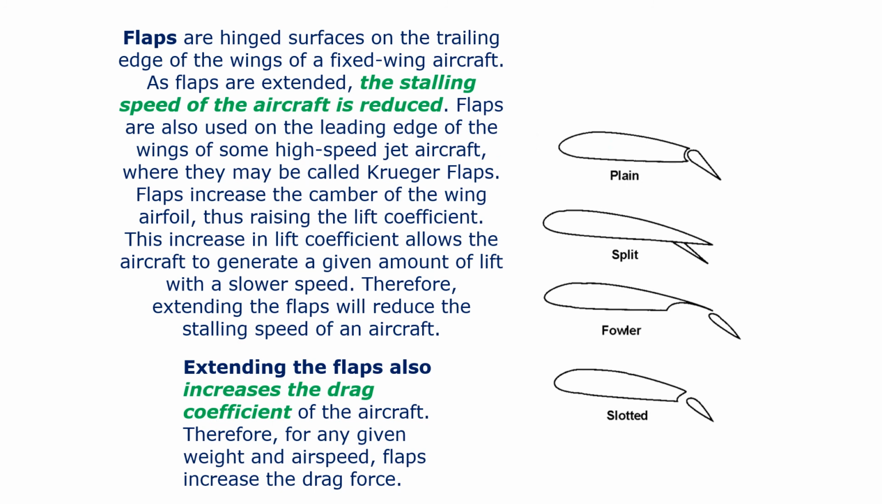Flaps are hinged surfaces on the trailing edge of the wings of a fixed-wing aircraft. As flaps are extended, the stalling speed of the aircraft is reduced. Flaps are also used on the leading edge of the wings of some high-speed jet aircraft, where they may be called Kruger flaps. Flaps increase the camber of the wing airfoil, thus raising the lift coefficient.